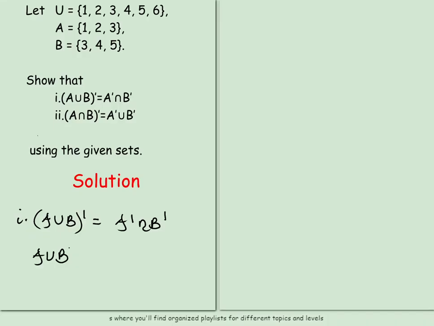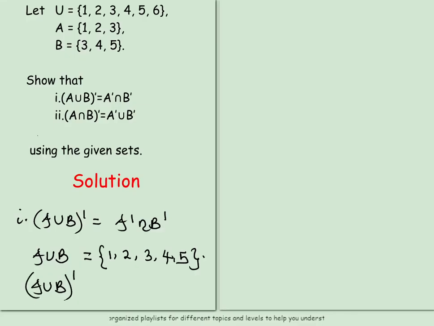You see, so A union B simply means all in A plus all in B, and we avoid repetition. So we have 1, 2, 3, 4, and 5. You see, because we have 1 here, there is 2, there's 3, there's 3 here. We don't repeat them. We just write one of them. 4 and 5. But what we actually want is the complement. So (A union B) prime.